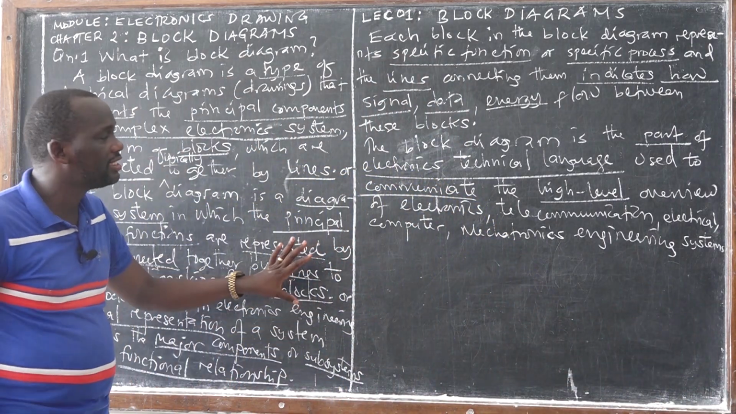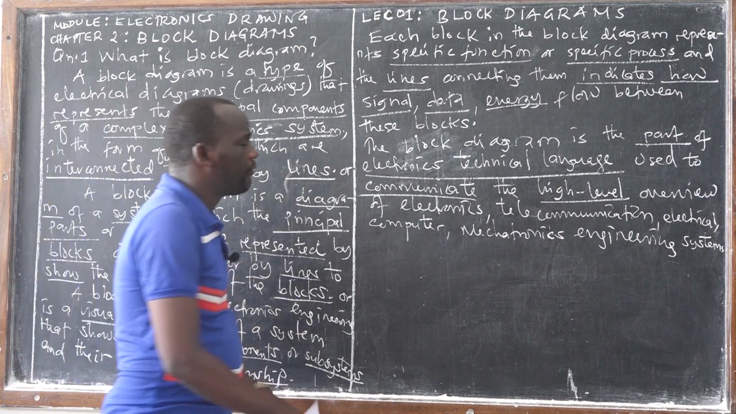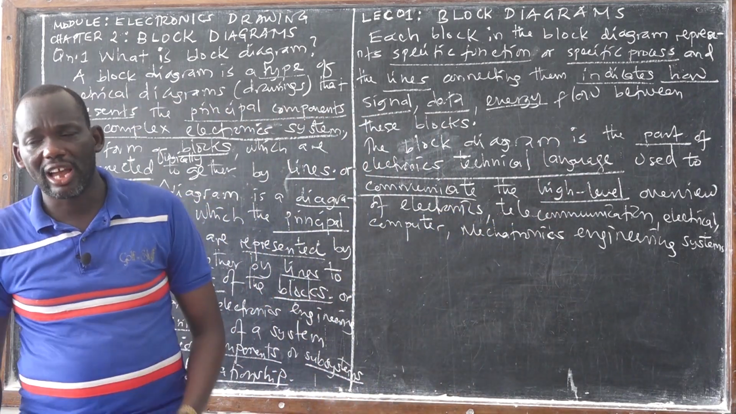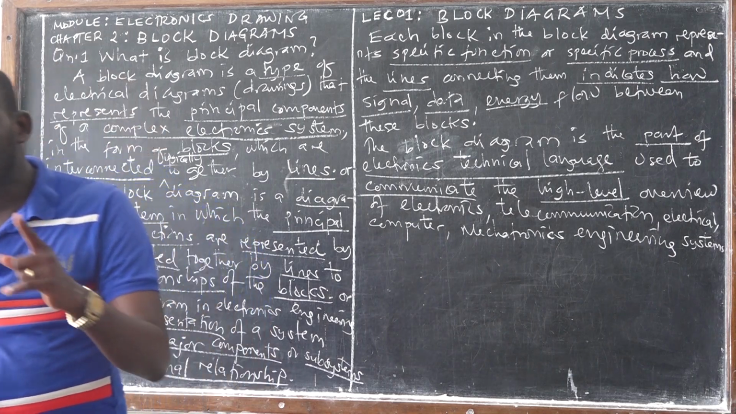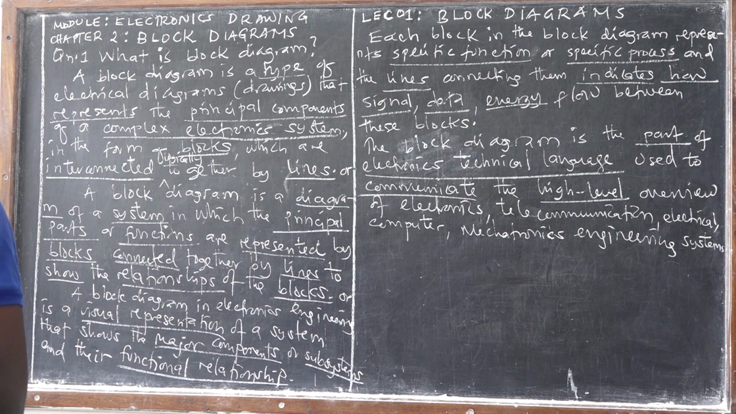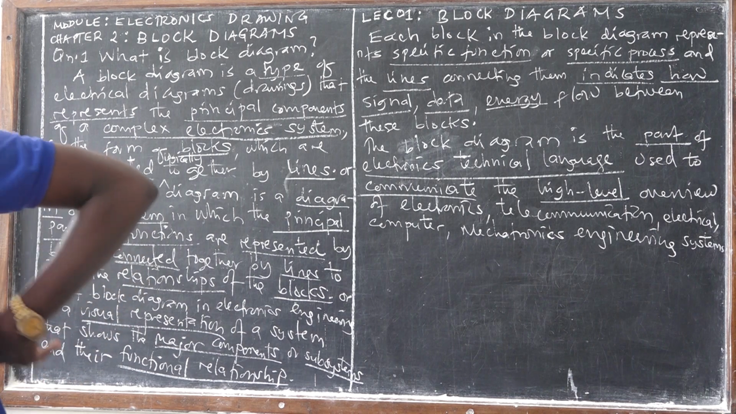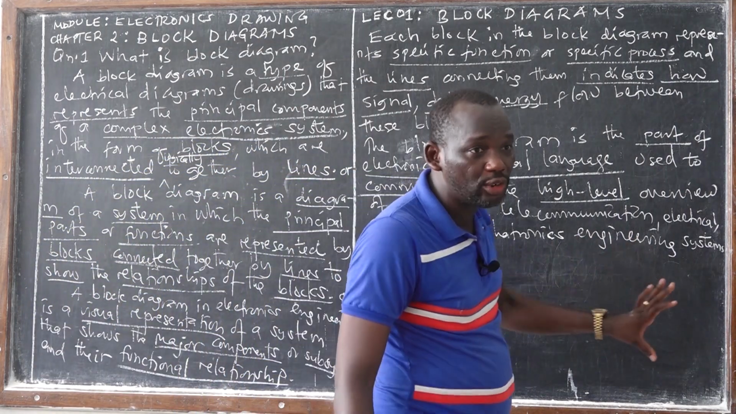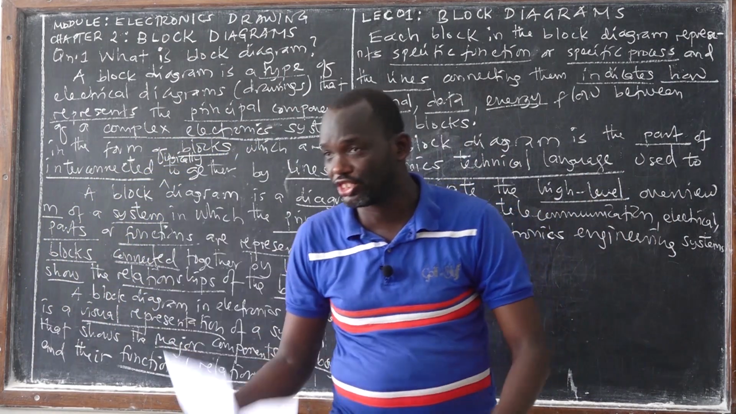Are we together, class? So when you say it's a part, for instance, you have the English language. In the English language, you have different parts. One of the parts is grammar. The second part of the English language is what? Literature. Right? So grammar is just a part of the English language. It's not the entire English language.